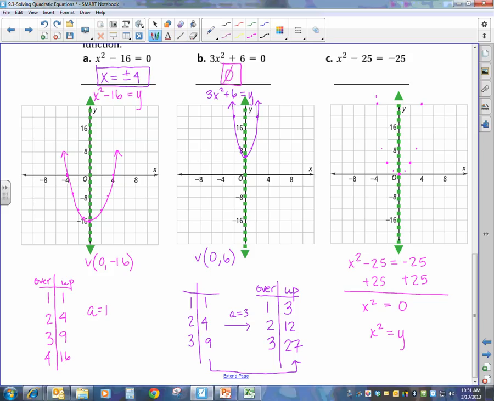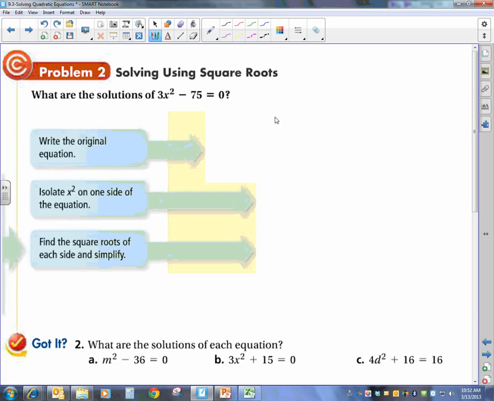So to graph, put together a graph, trying your best to go through all those points. And where does it cross or touch the x-axis? Hopefully you can see that's at x equals 0. Okay, so that is solving by graphing. Let's go solve it using square roots.